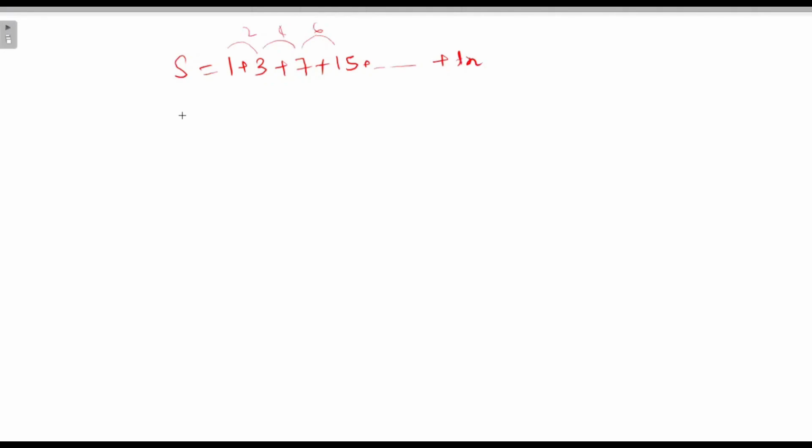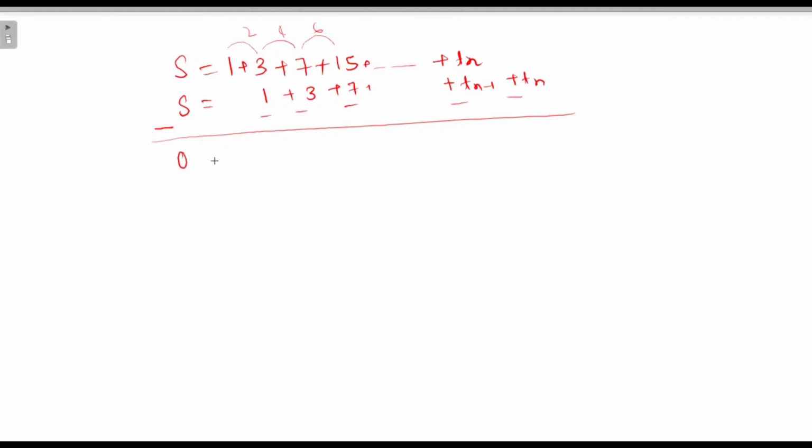So what we do is that we write this S again down, but we shift it by 1. So we write 1 down over here, 3 down over here, 7 down over here, and in the same way Tn minus 1 will be coming over here and Tn will be coming over here, the last term. And what we do is we subtract it. If we subtract, what we get is minus, minus, minus, and all that.